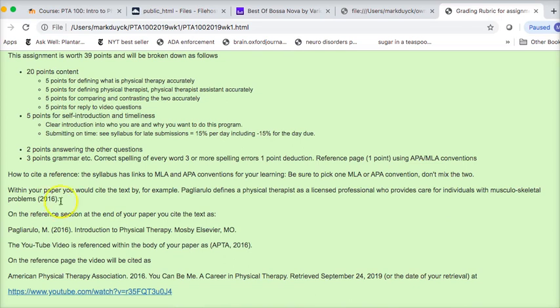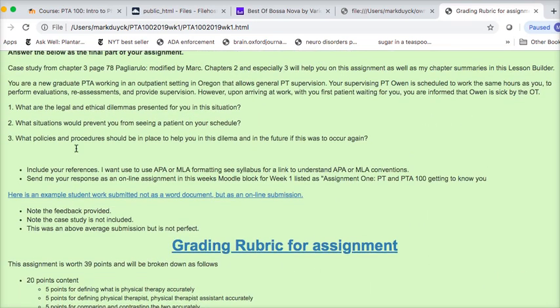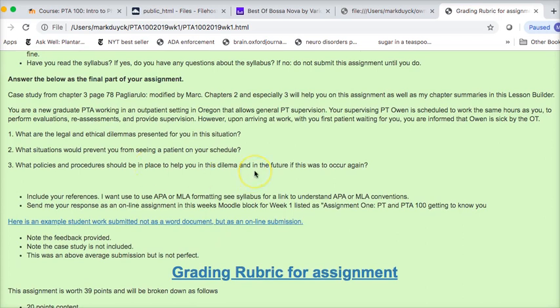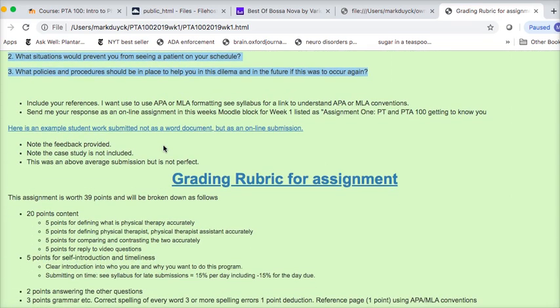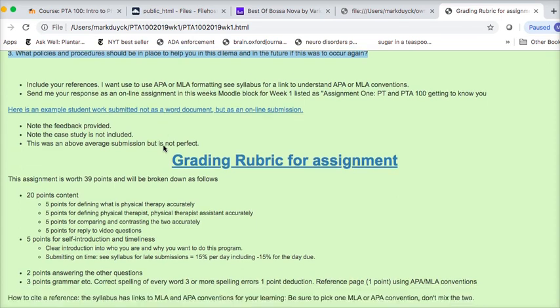So here's your point breakdown quickly. 20 points for your content, 5 points for your introduction, 2 points for answering the other questions. So this is low stakes, answering these 3 questions. So don't spend hours doing that. In fact, it should just take you maybe 30 minutes at most. If it's taking you over an hour, then talk to me. I can see if we can help you out there.